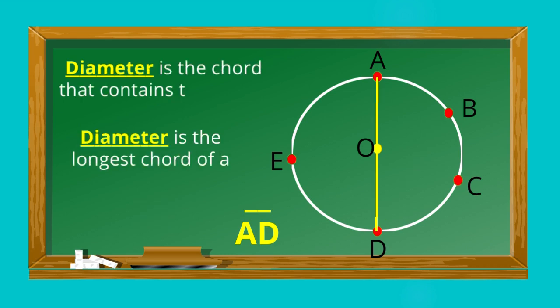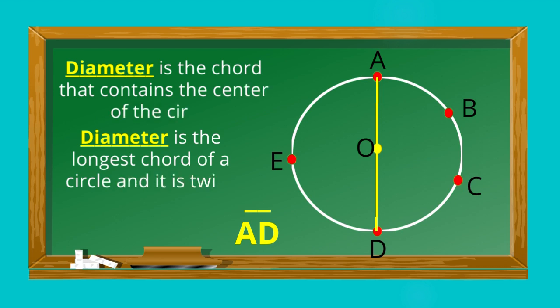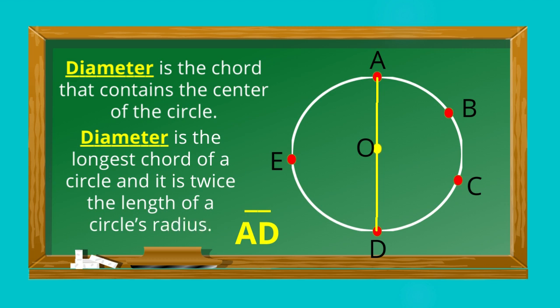Next, a diameter is the chord that contains the center of the circle. The diameter is the longest chord of the circle and it is twice the length of the circle's radius. If you observe the figure, we have point O as the center of the circle, and we have point A and point D. If you connect them, the segment passes through the center of the circle. So therefore, that is the diameter, and the diameter is half of the circle.